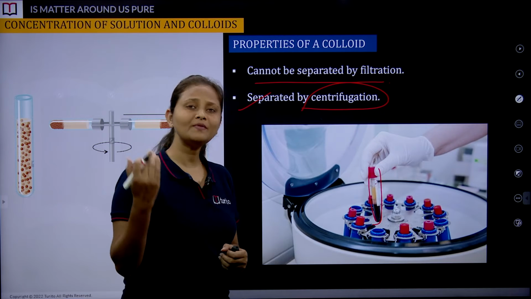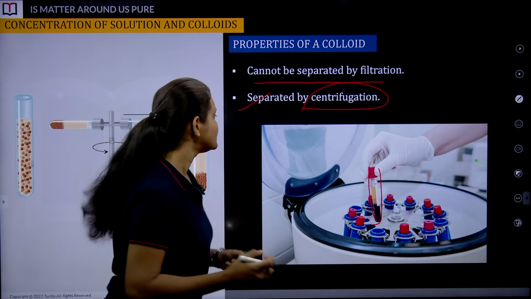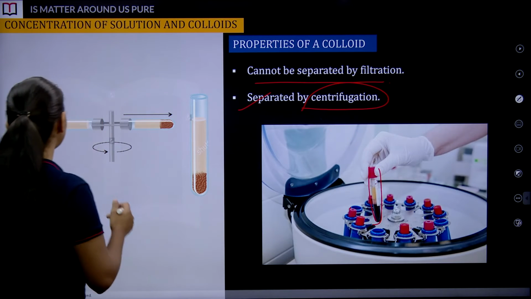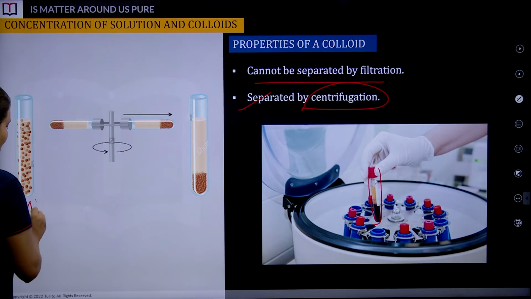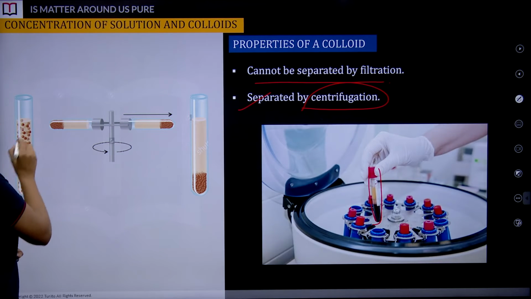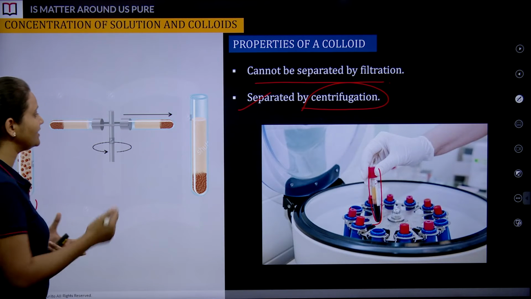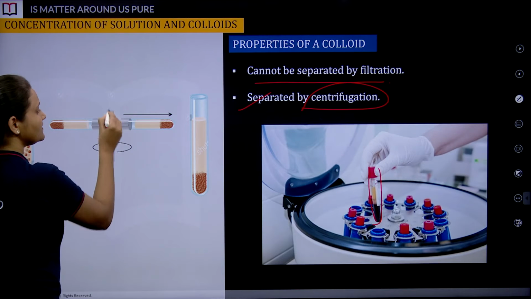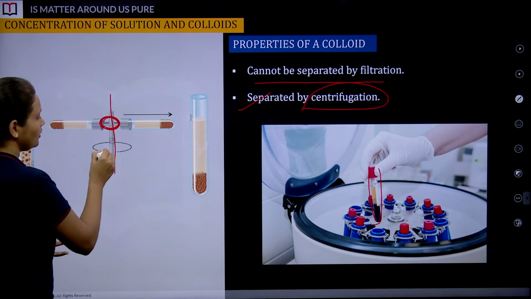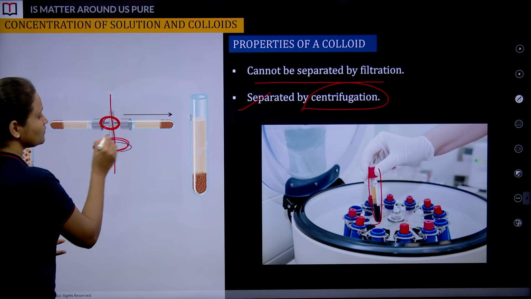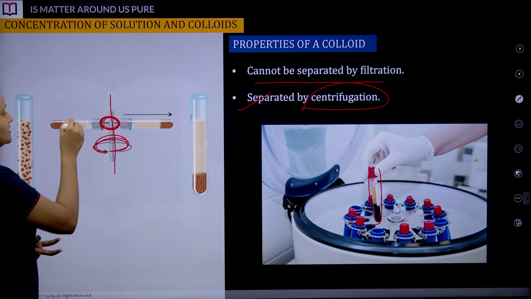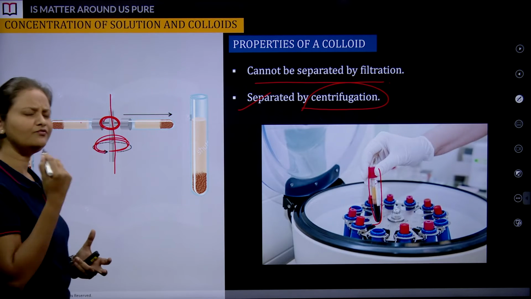Okay, because of that centrifugal force, students, separation happens. Here I have shown you a sample. This is nothing but your colloidal solution. These are the particles; some are heavier, some are lighter. When this rotation happens, this is the rotational axis. Along with this, rotation is going to happen. The test tube is going to get rotated very fast.